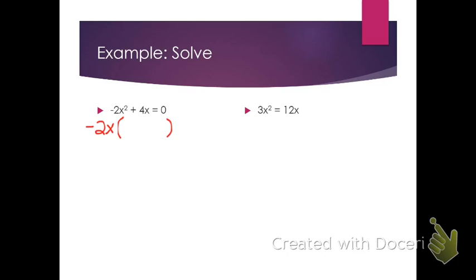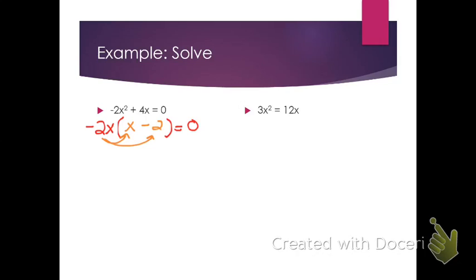Then I set up a set of parentheses, and I do the opposite of distributing to figure out what goes in the parentheses. So I ask myself, negative 2x times what is negative 2x squared? And that would be x. And then I ask myself, negative 2x times what equals 4x? And that would be negative 2.